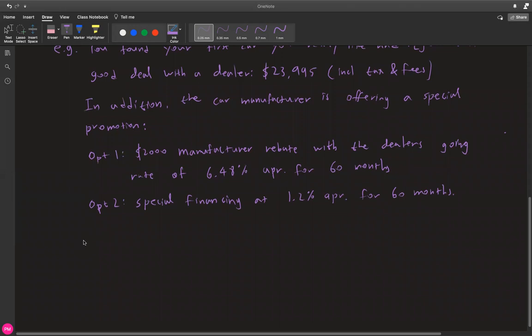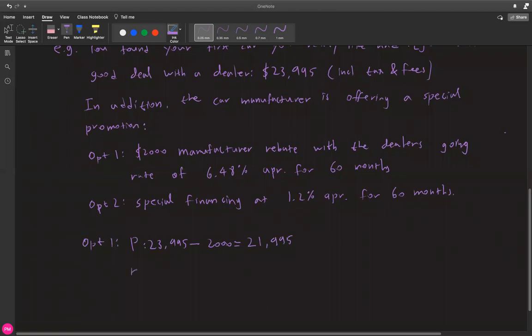So let's do the calculation. For option 1, if you take the $2,000 rebate, you now have the principal of $23,995 minus the $2,000, because the rebate in this case basically works like a discount. So the principal, or in other words, the total money owed, is now $21,995.